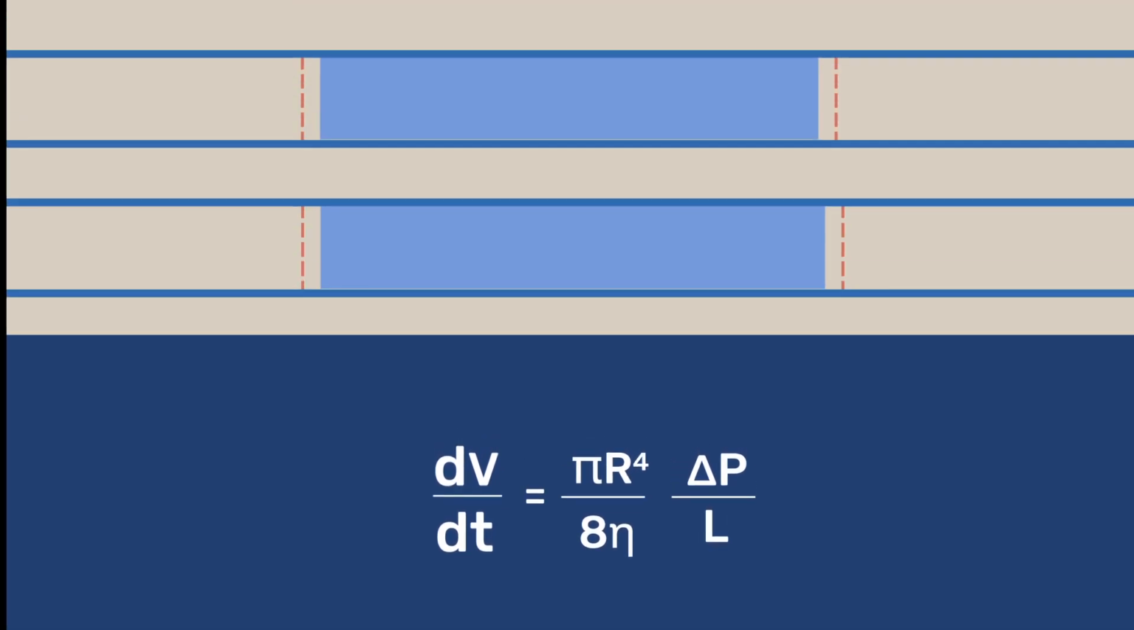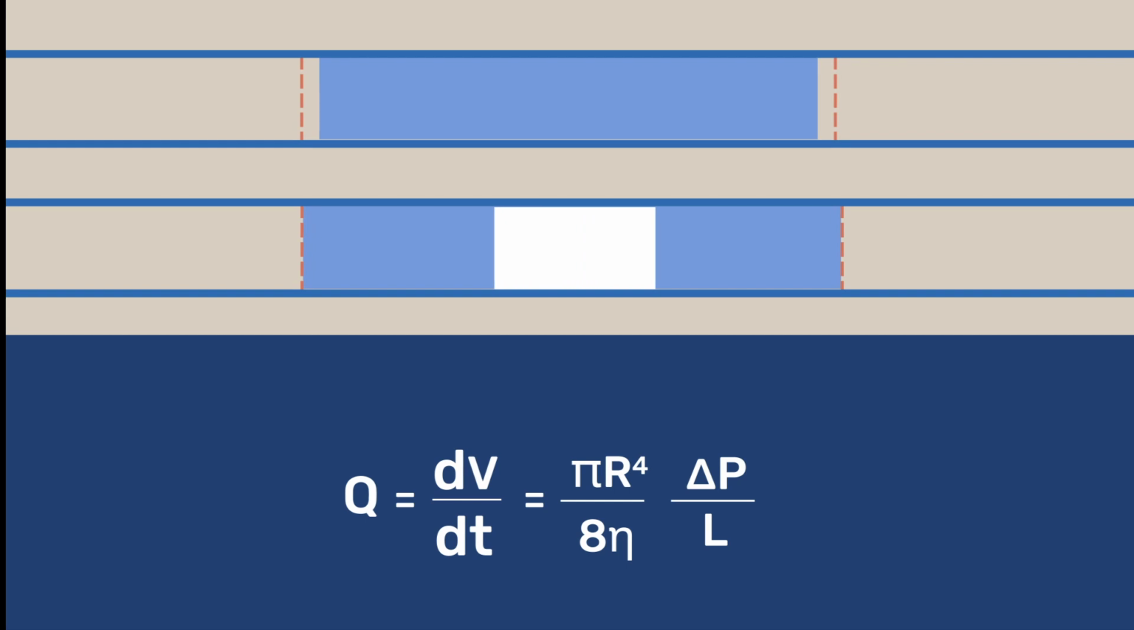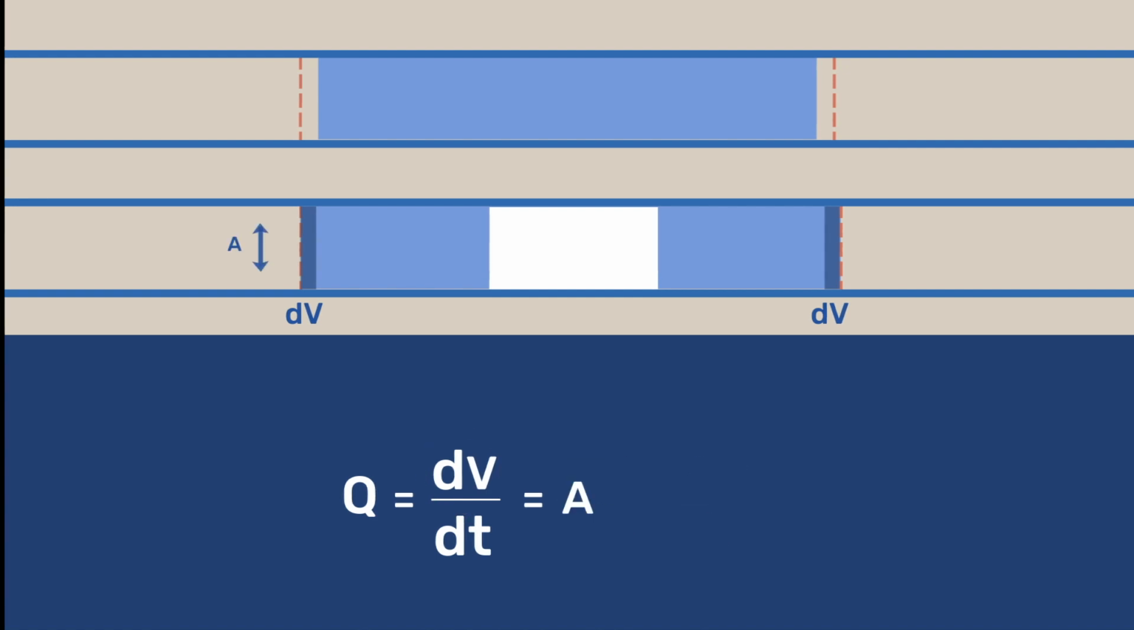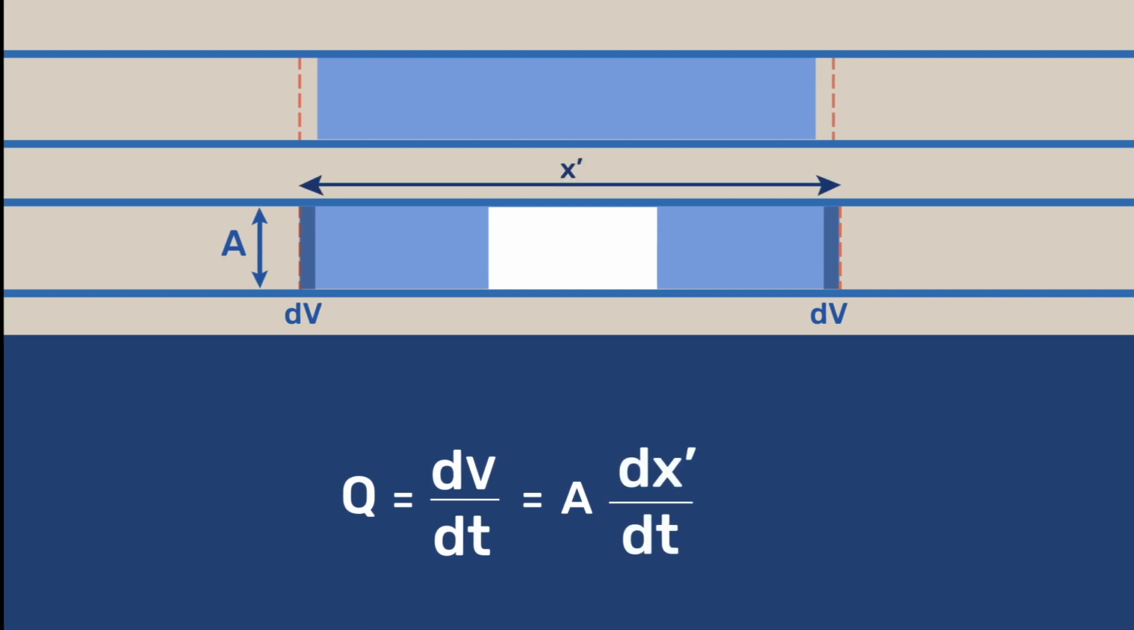We can also express this flow rate Q, considering that the displaced volume of liquid dV on each side of the crystal is the product between the cross-sectional area A of the pipe and the rate at which water is displaced dx′/dt, giving that Q is equal to A times dx′/dt.